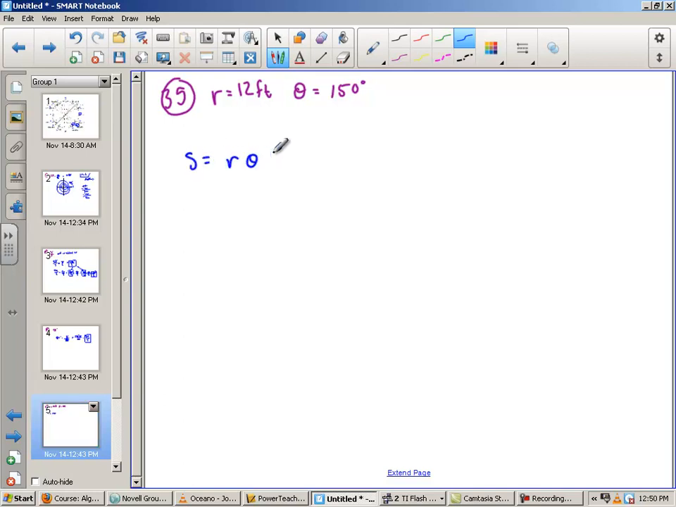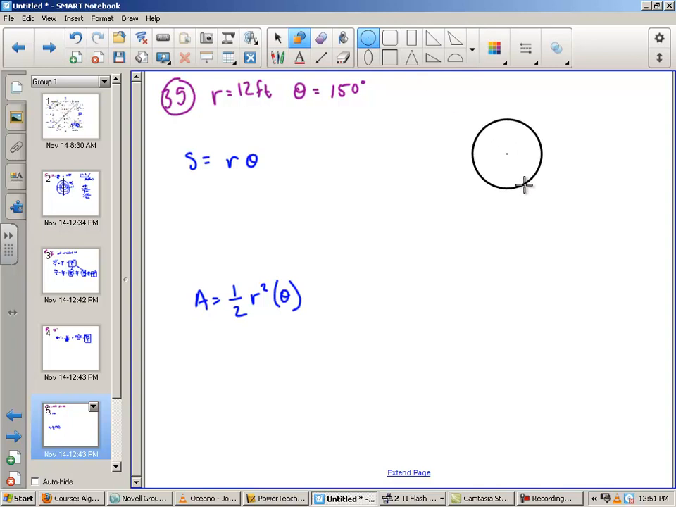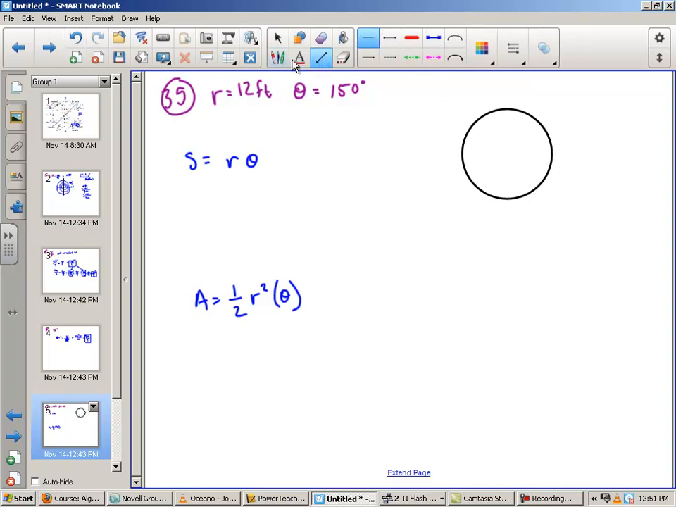Number 35 asks me to find the arc length and the area for a sector of a circle. Let's just go ahead and get our circle out here. Okay, and we're just going to do a quick sketch. This is S, and this is A. The angle in here is my theta, and there's my R, my radius.